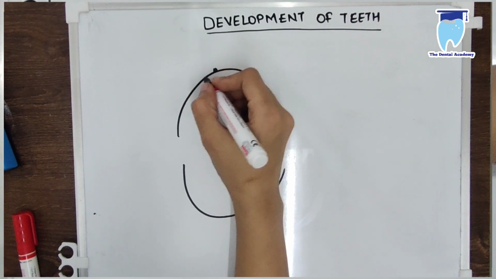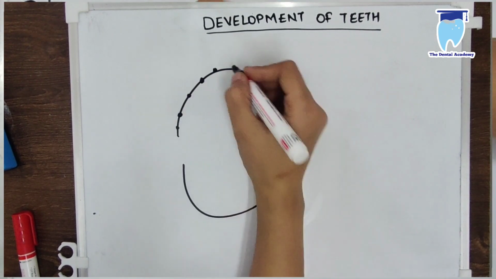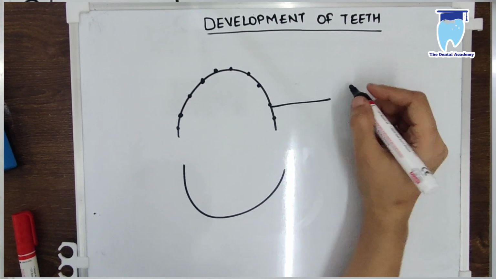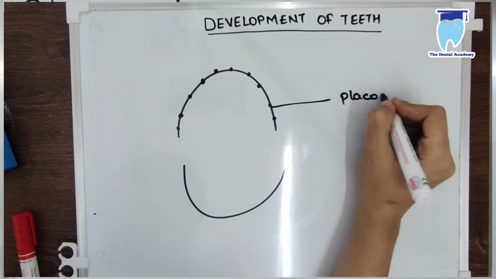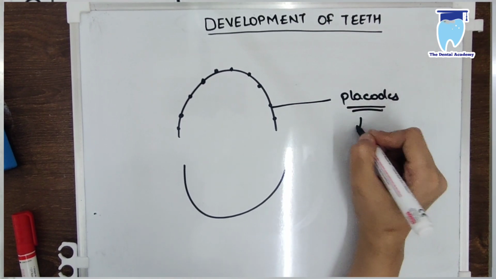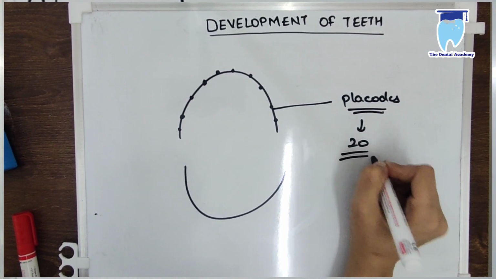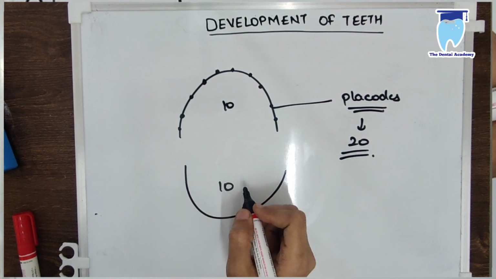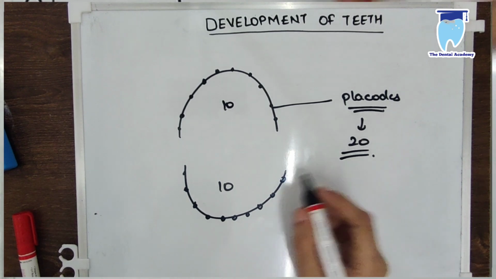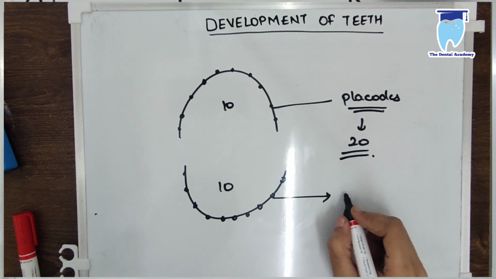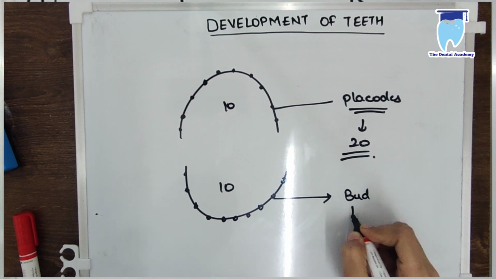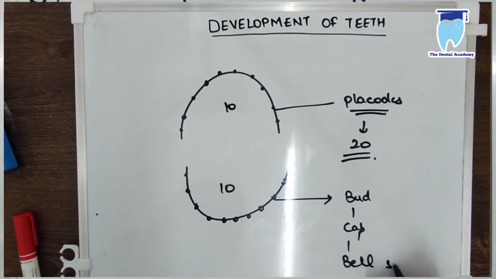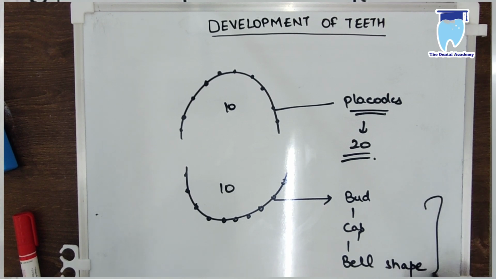The dental lamina shows excessive growth, and they are 20 in number. So they are known as placodes, which form the 20 teeth, deciduous teeth, 10 in upper and 10 in lower. So these placodes go on to form the bud, cap and bell shape, which we'll be discussing in our next video.